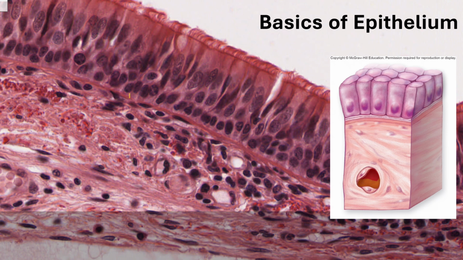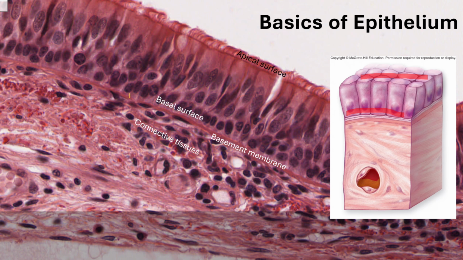Epithelial cells are polarized. They have an apical surface pointing to the outside or into the body cavity, shown here. And they have a basal surface connecting to the underlying connective tissues, shown here. The basal surface is connected to these connective tissues by the basement membrane.